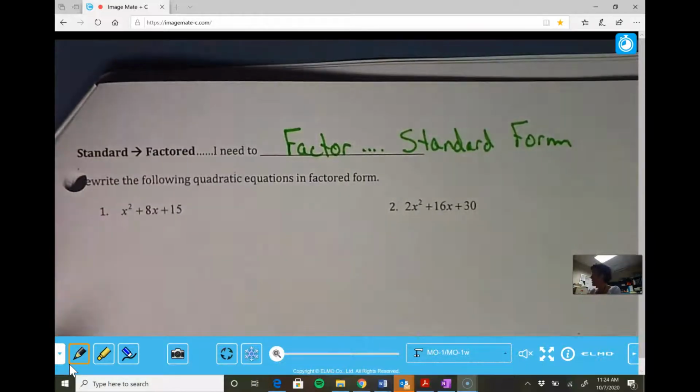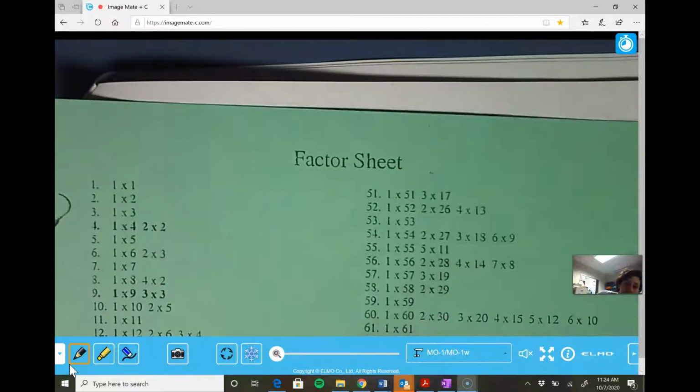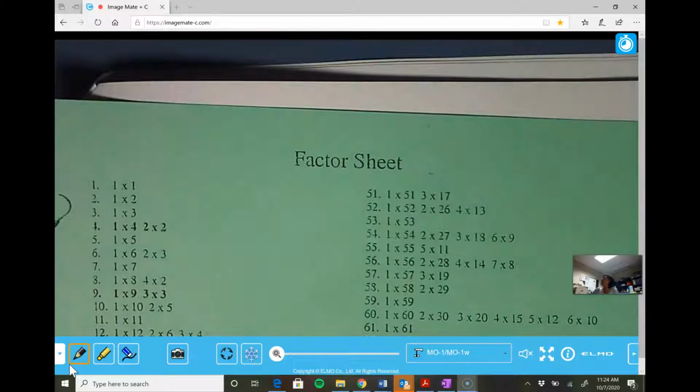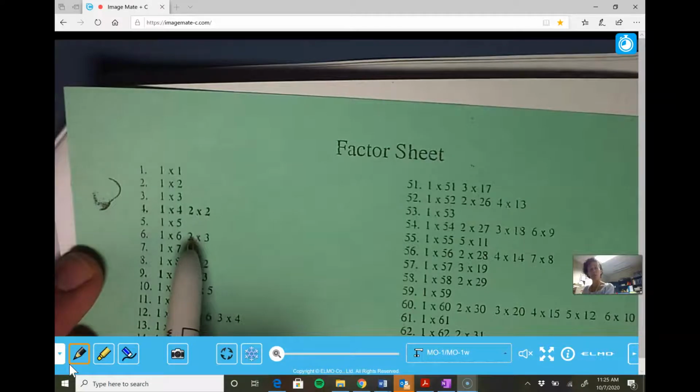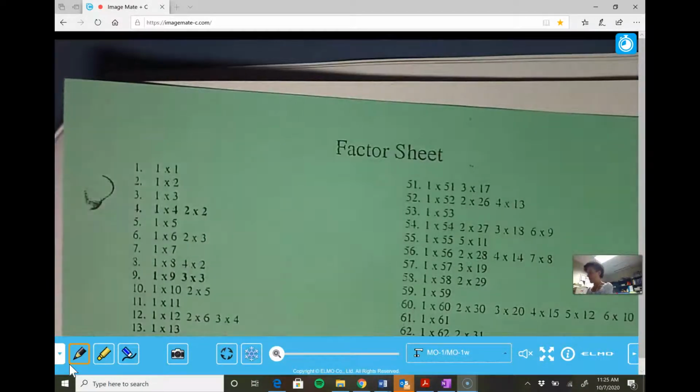And now what you're going to need with you is this green factor page that you would have picked up at the beginning of class. So again, just a reminder what factors are. Factors multiply and they give you a number. So for instance, factors of 6: 1 and 6, 2 and 3, because when I multiply them, I get back to 6. So 2 is a factor and 3 is a factor, for instance. All right.